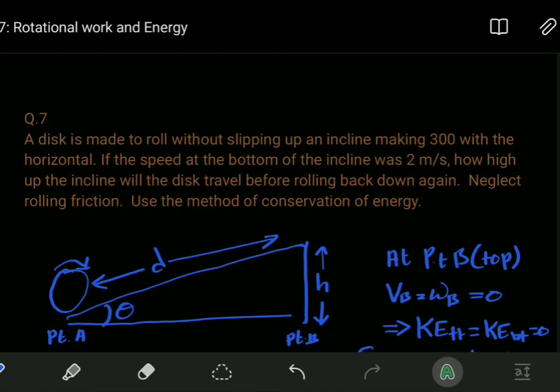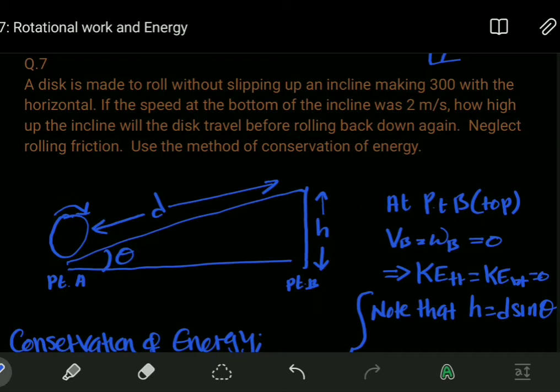Okay, so again here, this right here is supposed to read 30 degrees, not 300. So it's supposed to read, a disc is made to roll without slipping up an incline, making 30 degrees with the horizontal. All right, that's the correction.